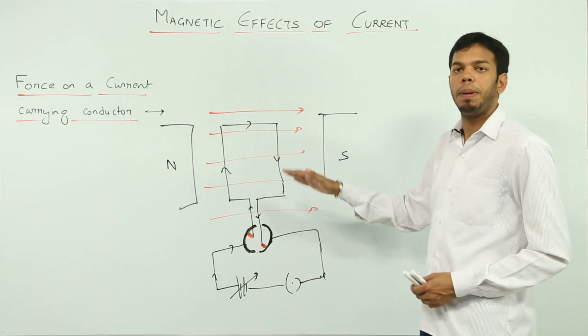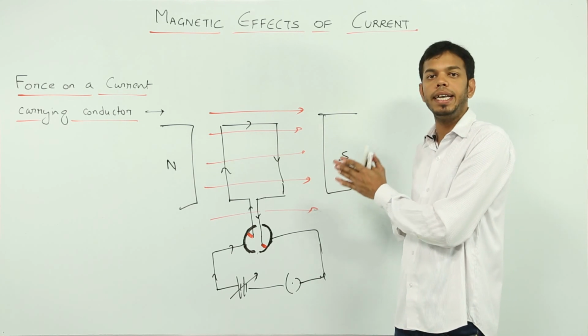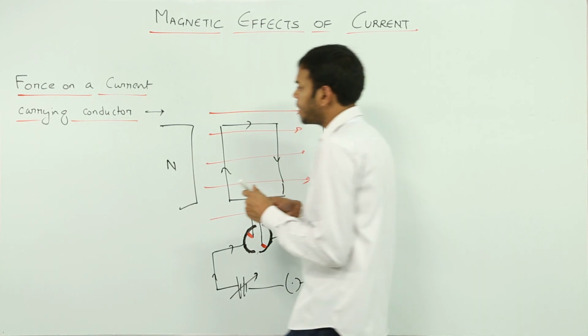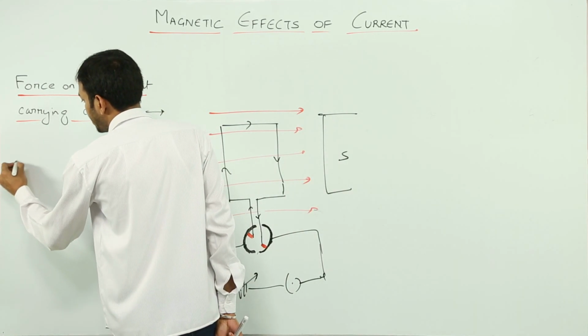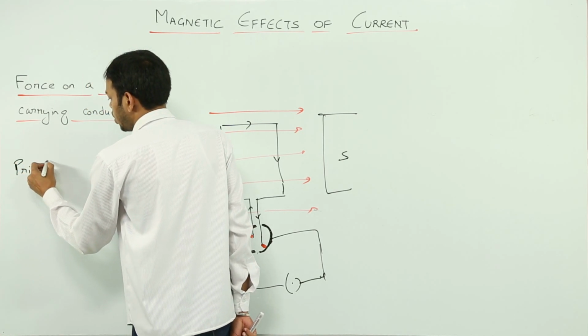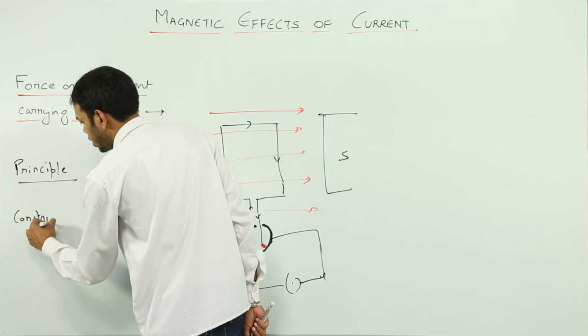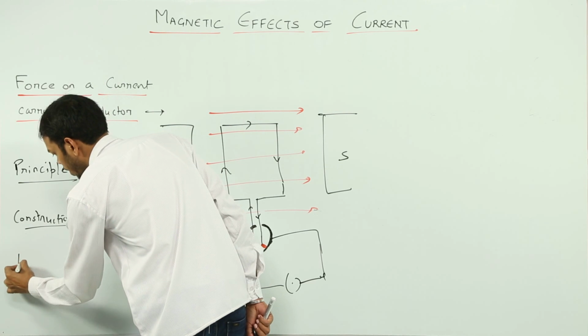A current carrying coil placed in a magnetic field experiences a torque, and this is the working principle behind the DC motor. So what would be the principle? You have to explain three terms in any such sort of questions. Number one is principle, number two is construction, and number three is working.